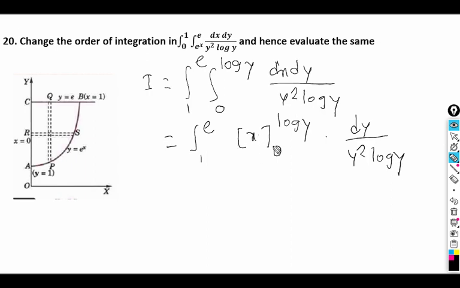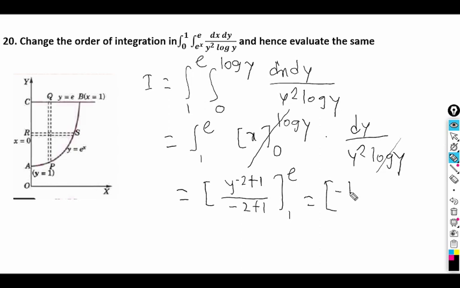So when you replace upper limit minus lower limit, this x log y and this log y get cancelled. We are left with the integral of 1 upon y square. Integral of 1 upon y square means integral of y raised to minus 2. So minus 2 plus 1 upon minus 2 plus 1, that is 1 to e. So indirectly minus 1 by y, 1 to e.